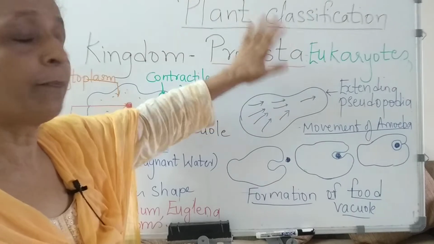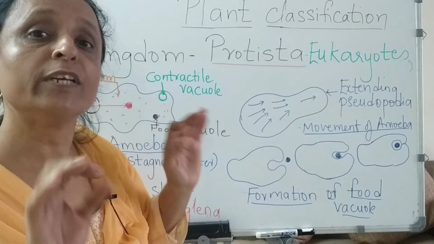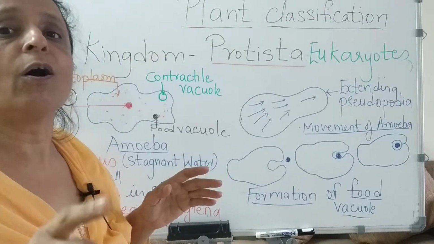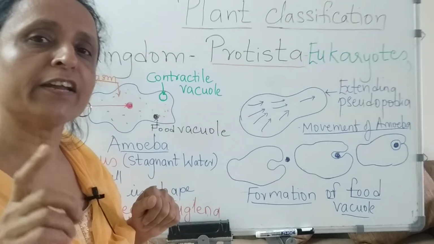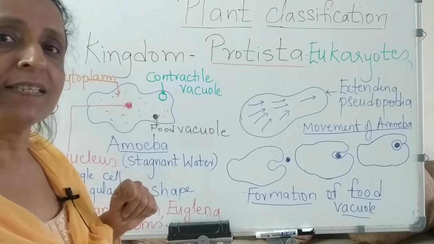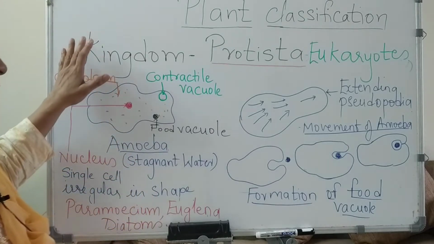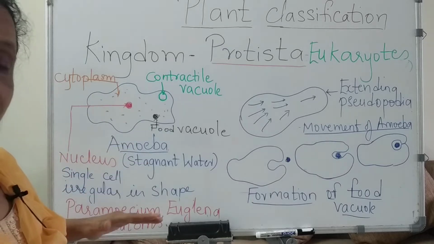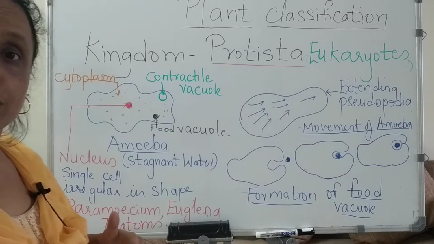So, this Protista, they are unicellular. They are only one cell. And all the function is carried out by this one cell. The classic example here you can see amoeba. There are other organisms also.